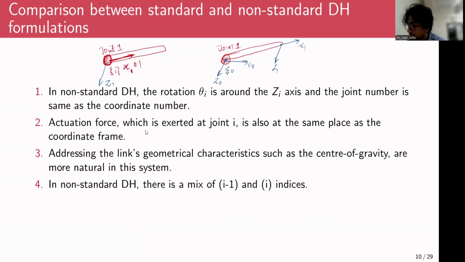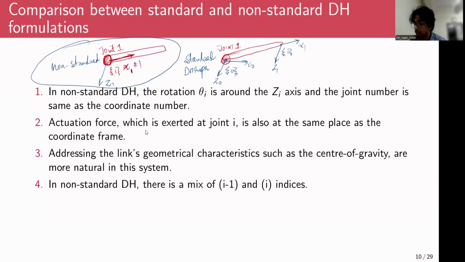So if this is the 0th coordinate and this is the first coordinate, in case of a standard representation, the joint number is 1, but the coordinate number is 0. But in case of a non-standard case, the joint number is 1 and the coordinate number is also 1. Right? So this is the case of non-standard, and this is the case of standard DH representation. And we would be sticking with the non-standard representation.